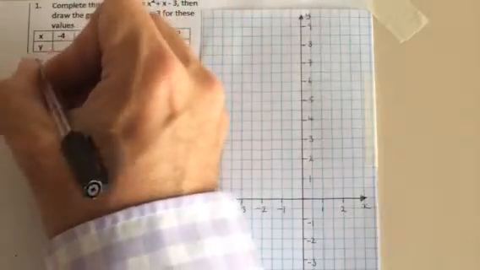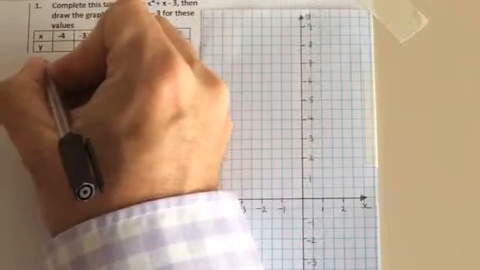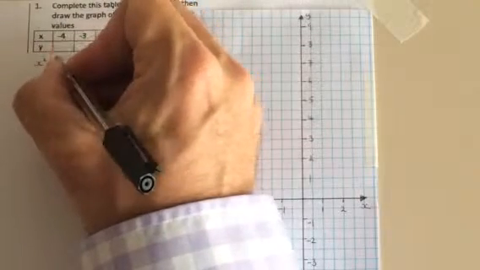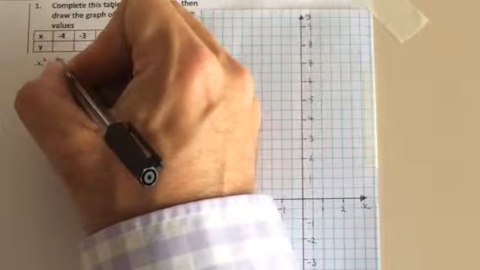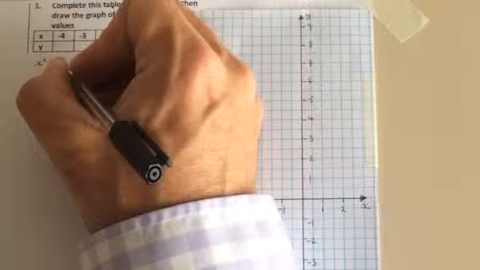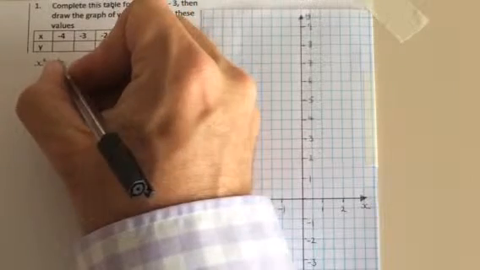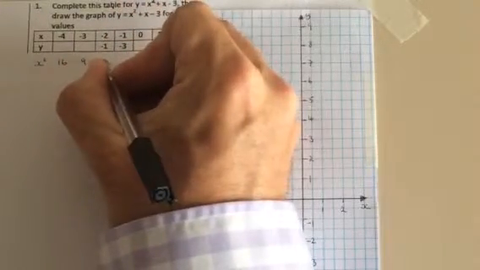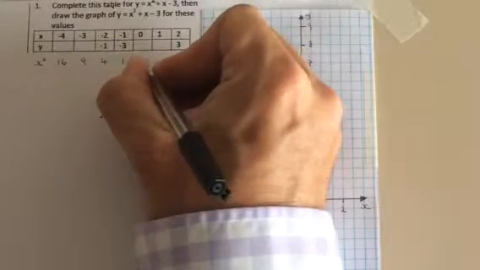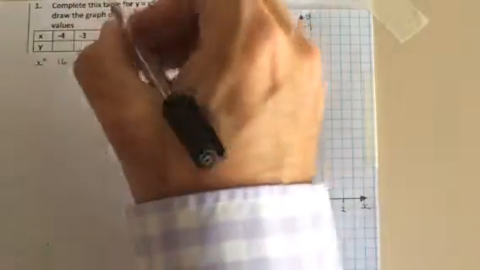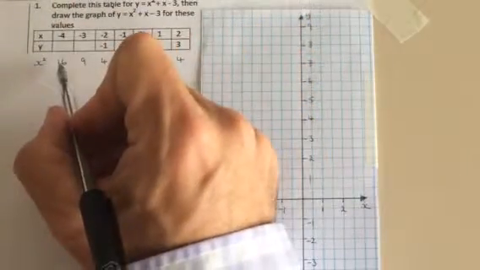I'm going to use the value of x squared, so I'm going to write down the values of x squared just to help me. So if x is minus 4, then x squared is minus 4 times minus 4. That's the product of two negative numbers, so that's going to be plus 16, then 9, 4, 1, 0, 1, 4.